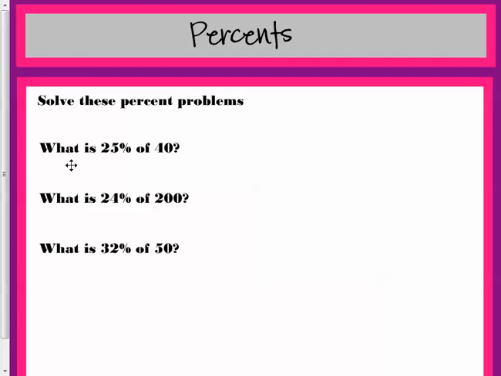Okay, what if they ask us, what is 25% of 40? In this case, 25% written as a fraction looks like this. Okay, so 25 out of 100. And we're trying to figure out what this is out of 40. Okay, what is 25% of 40?